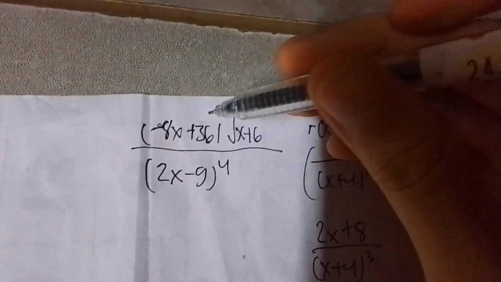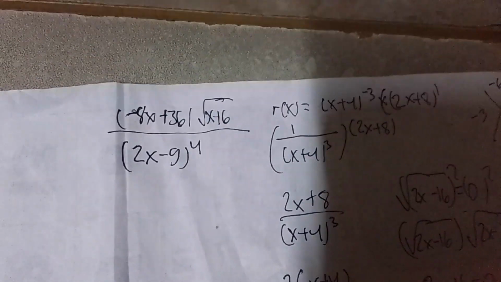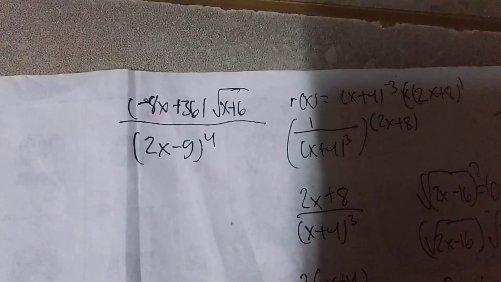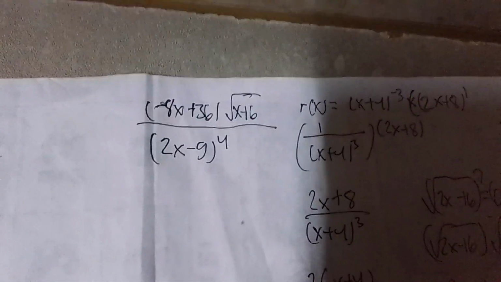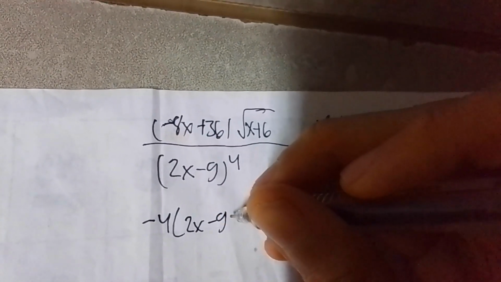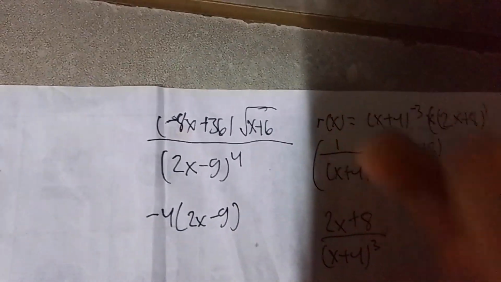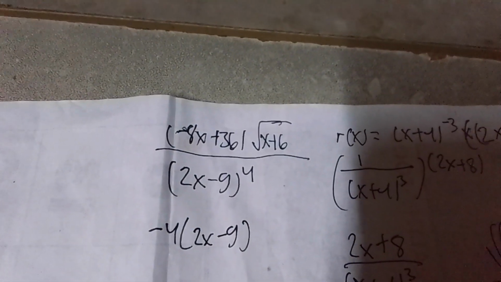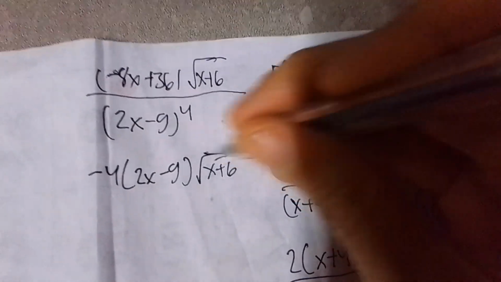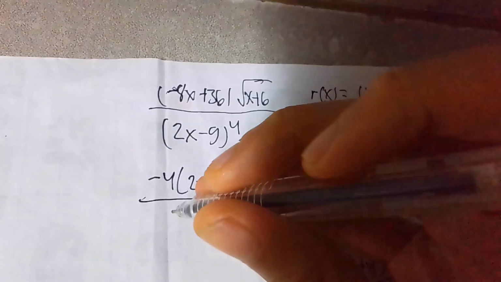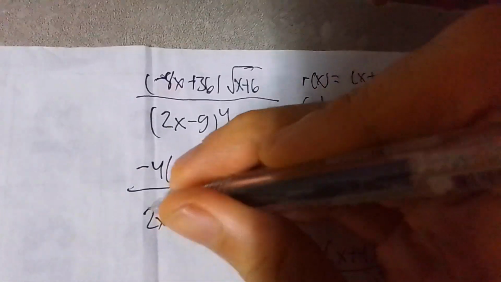Hey, wait a minute. Do you think we can factor out negative 8x plus 36 to make it 2x minus 9? Yes, we can. What can we factor out to give us 2x? 2 times what gives you negative 8? We know that's negative 4. So therefore, that's the same as negative 4 times 2x minus 9. Do you remember? Negative 4 times 2x is negative 8x. Negative 4 times negative 9 is positive 36. And then multiplied by the square root of x plus 6, all divided by 2x minus 9 raised to the 4th power.